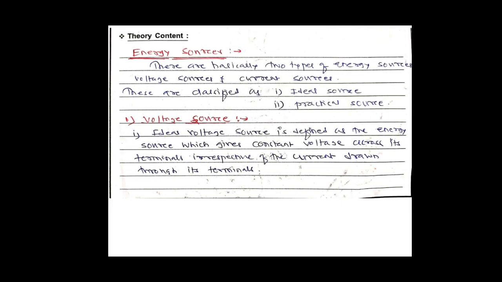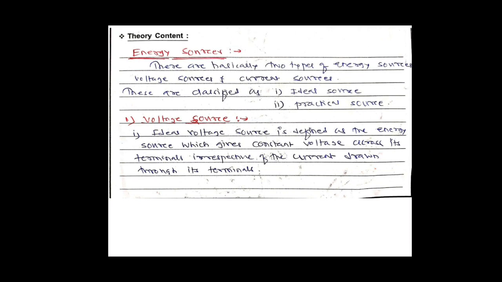Energy source. So there are basically two types of energy source. One is a voltage source and the other is a current source. Each can again be subclassified into ideal source and practical source. Means the voltage source can be an ideal source or a practical source, and the current source can be an ideal source or a practical source. So let us see one by one.